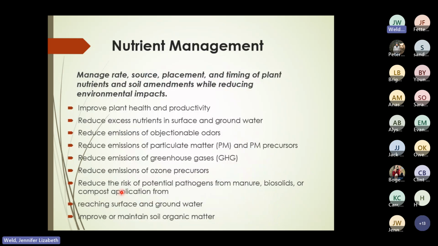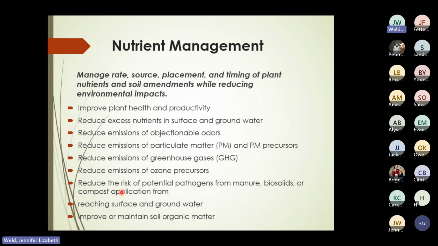So nutrient management is an area that I'm sure many of you will be involved in within your careers. And here we're looking to manage the rate, the source, as well as the placement and timing of plant nutrients, the 4 R's, right rate, right placement of the different soil amendments, and looking to reduce the environmental impacts. So maintaining crop yields, maintaining an agronomically viable system while reducing the environmental impacts.